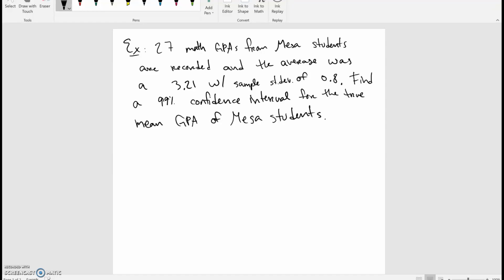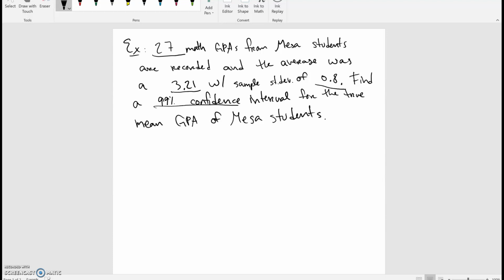Okay, here's another example. This says 27 math GPAs for MESA students are recorded, and the average was 3.21 with a sample standard deviation of 0.8. So find a 99% confidence interval for the true mean GPA of MESA students. I want to know what the true mean GPA for all math students is. I don't know what it is, so I got 27 people, and of the 27, the mean was 3.21 and the standard deviation is 0.8.